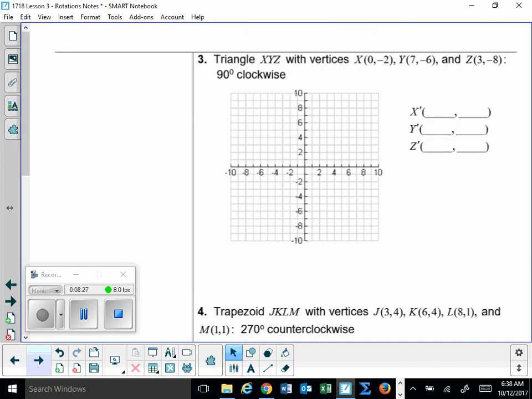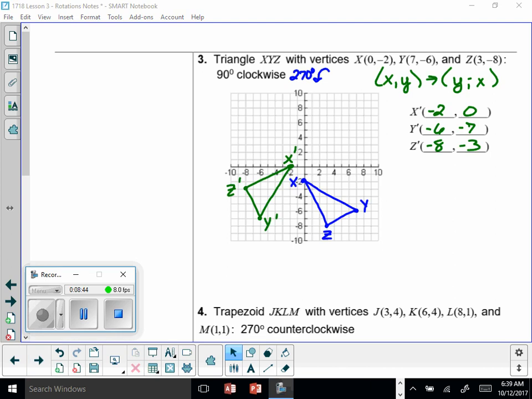All right, this time we're going 90 degrees clockwise. Remember, 90 degrees clockwise is the same as 270 degrees counterclockwise. Okay, you can use the rule or you can do it visually. Pause your video and try. Okay, take a minute and check your work. Make sure you graphed it correctly, and your ordered pairs are correct.